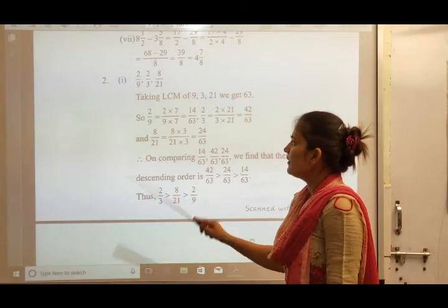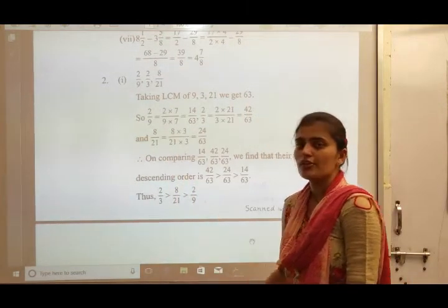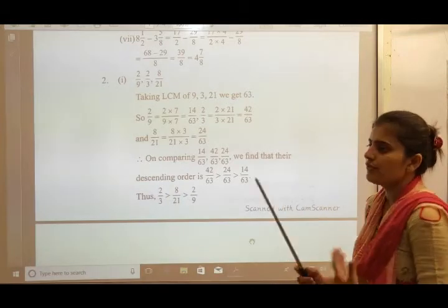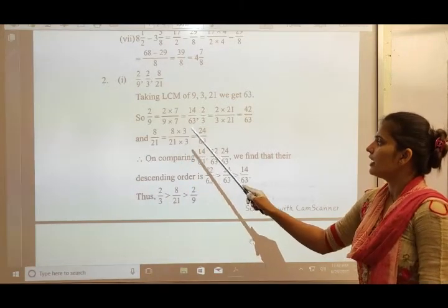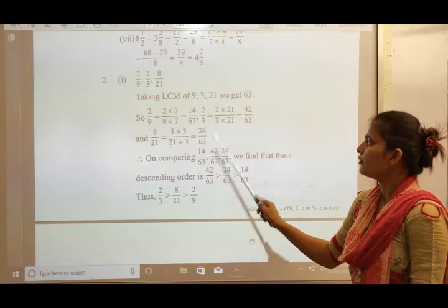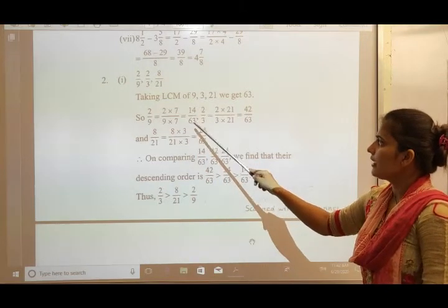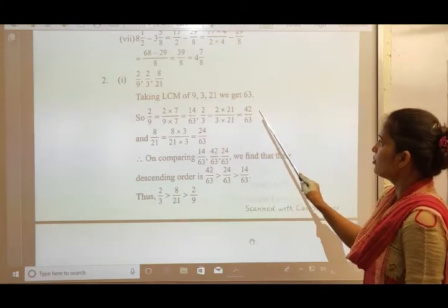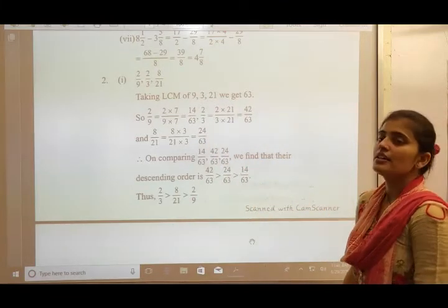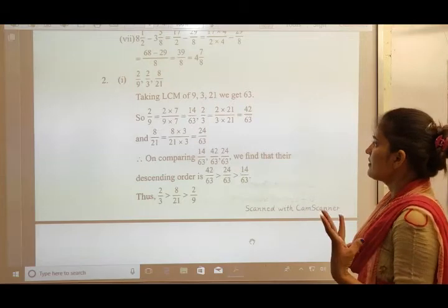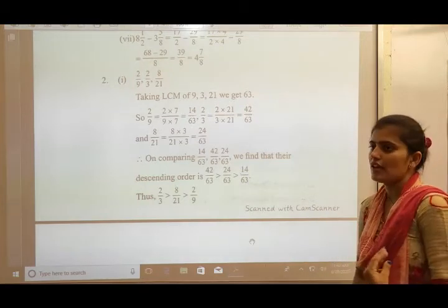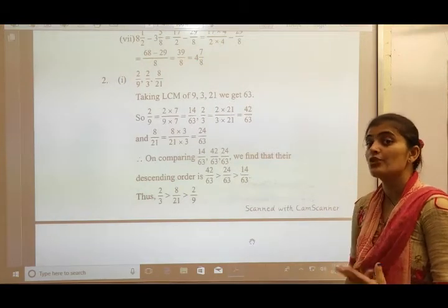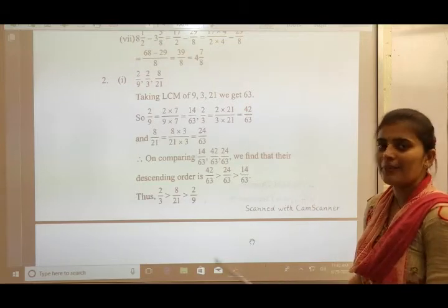Next, 8 by 21. We have to multiply 21 by 3, so 8 also we have to multiply by 3. 21 into 3 is 63, 8 3s are 24. Now here you can see 14 by 63, 42 by 63 and 24 by 63. 3 different fractions we are getting, and you can see that the denominators are now equal. Now we can compare them.